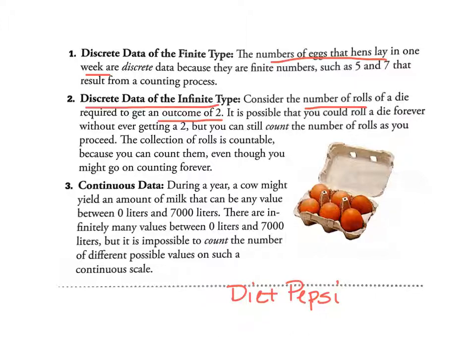Okay, number 3 is the difference. Continuous data. During a year, a cow might yield an amount of milk that's anywhere between 0 and 7,000 liters. Again, in between 0 and 7,000 is an unlimited amount of numbers. It's an infinite amount, so you really can't count every single value that you could get. So that's continuous.